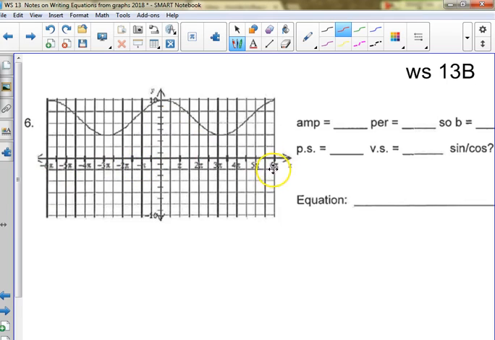Is this 6 pi? Well, I think the period is 6 pi either way, because it's got 2 cycles, right? In 12 pi. Okay. The issue for me is, has it got a little bit of a phase shift or not? No. Let's say no.